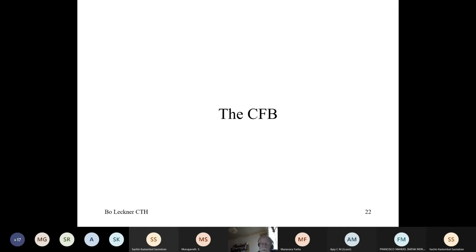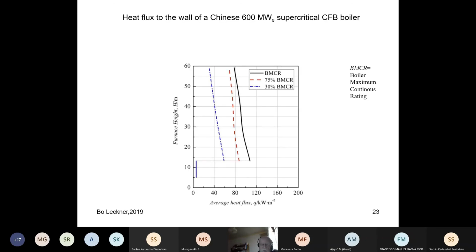And now we will take a step further into the circulating fluidized bed, which is much more difficult to study because circulating fluidized beds usually are more extended and more difficult to assess, and the difference between laboratory devices and real devices is much more severe. Anyway, we start with this, which I saw recently in the literature.